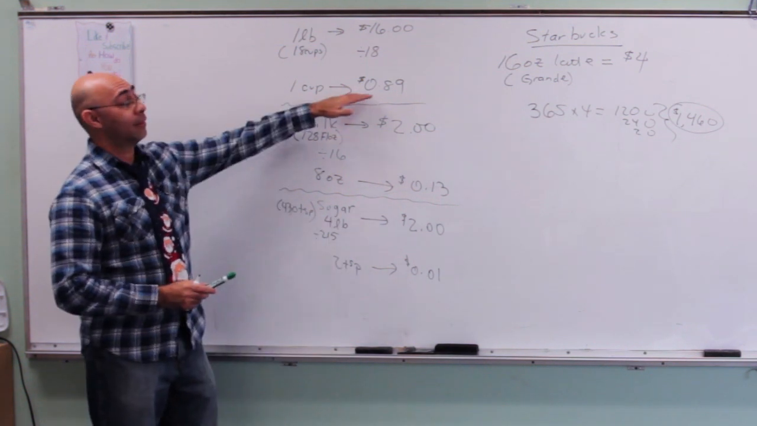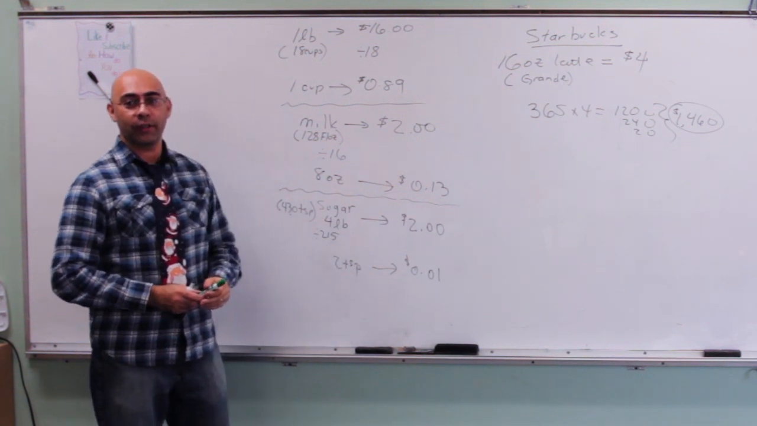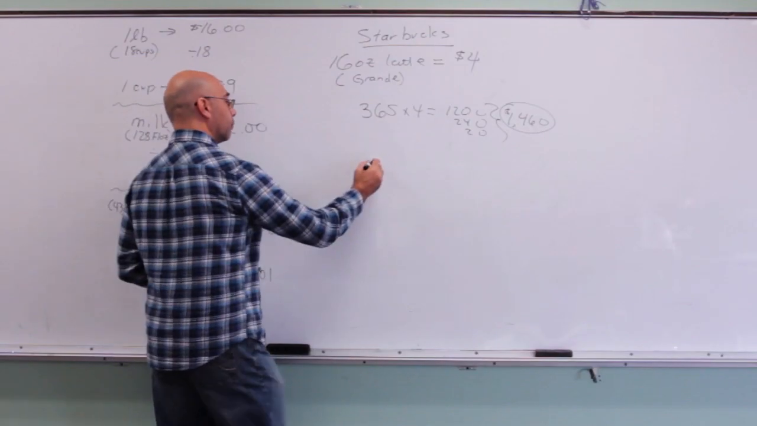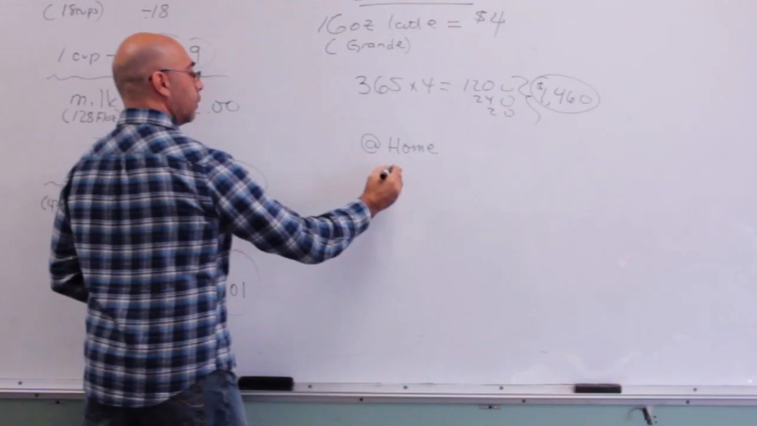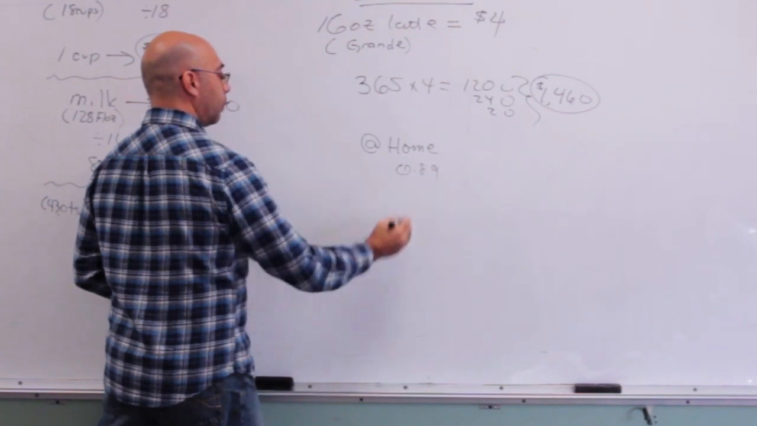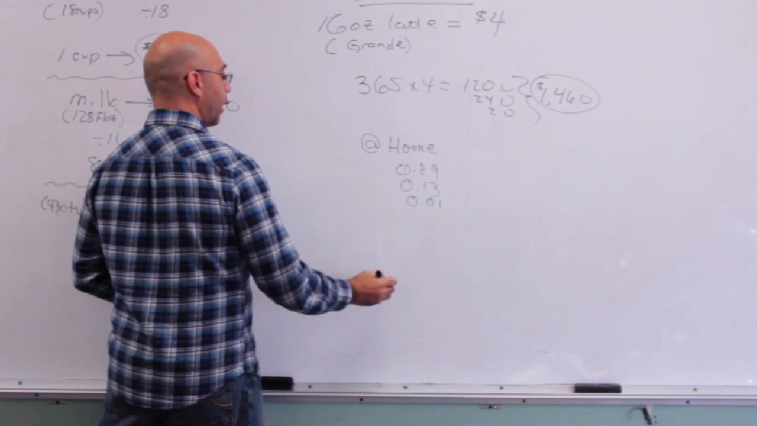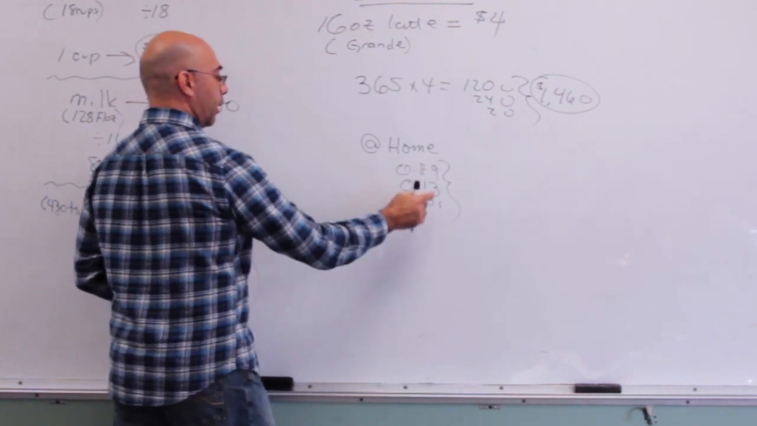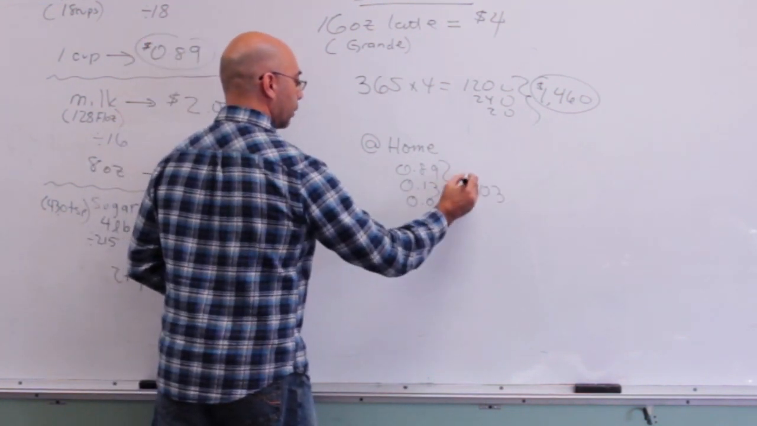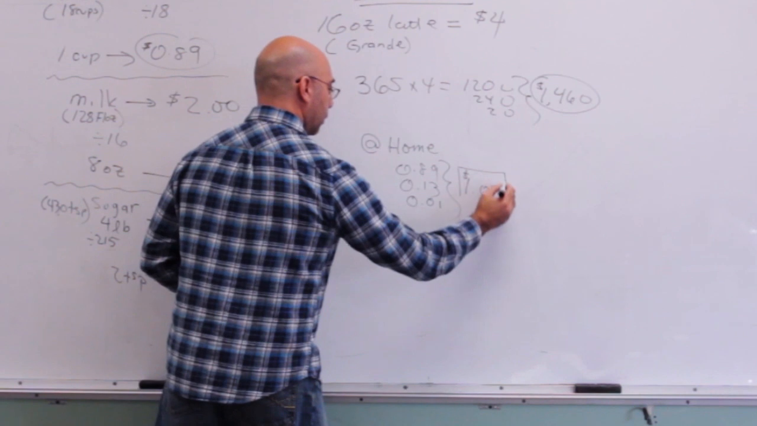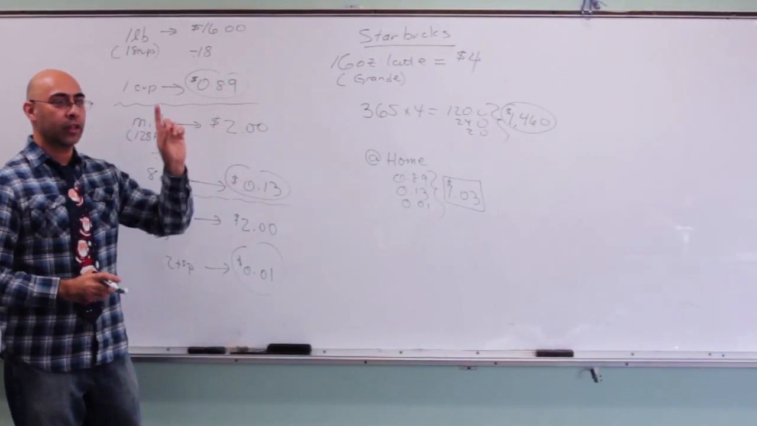So just go back. 89 cents for the coffee beans, 13 cents for the milk, 1 cent for the sugar. So let's say if you make it at home, let's add that together. 89 cents for the coffee, 13 cents for the milk, 1 cent for the sugar. 89 and 1 is 90. 90 plus 13 is $1.03. I hope my math is correct. So making this coffee at home, $1.03 for 1 cup.